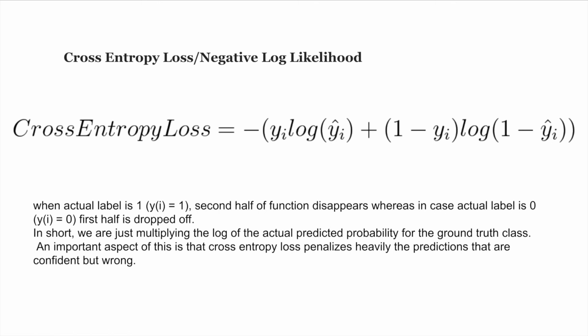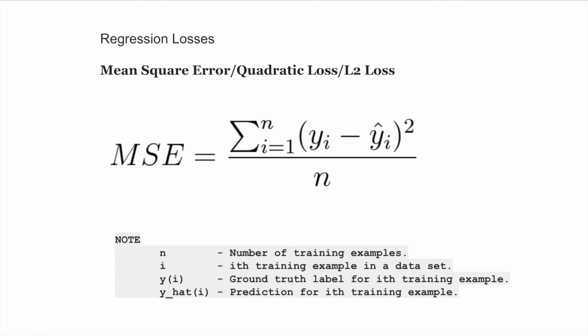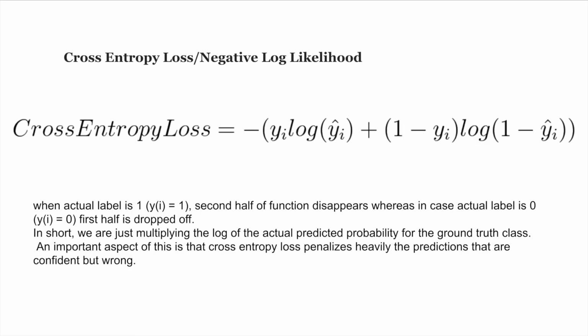Now I will summarize what we did. We covered regression losses: L2 loss, L1 loss, and mean bias error. Then I talked about cross entropy loss, its advantage, and how it works.